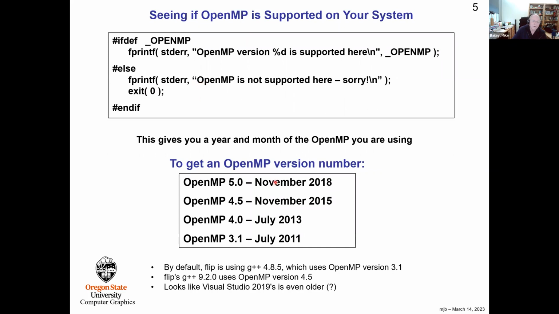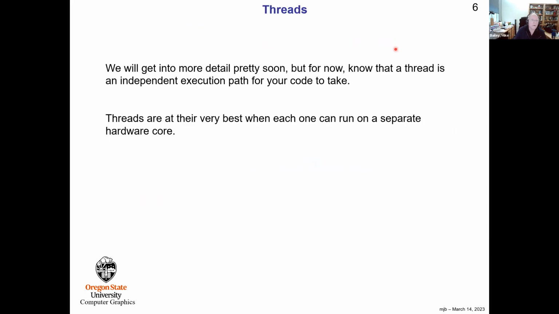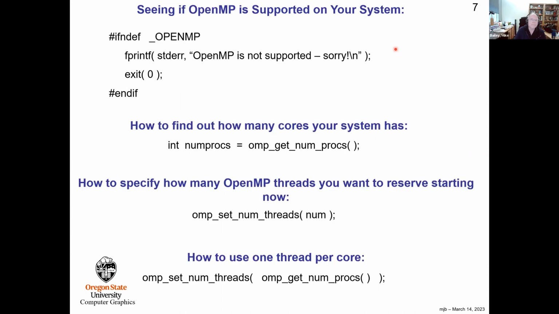If you find out that version number is November 2018, you're on an OpenMP 5. November 2015, you're on 4.5, and so on. So this number will tell you a little bit about where you are. All right, we will get into threads, not quite now, but coming. But know for now that a thread is just an independent execution path through your program. Okay, and threads are at their very best when each one can run on a separate hardware core. Again, we'll get to that.